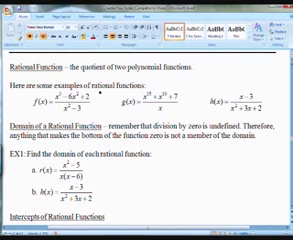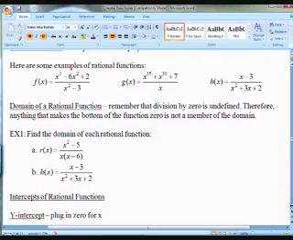G of x, what's not in the domain there? 0. And can anybody do the third one in their head and tell me what's not in that domain? Negative 1 and negative 2, actually, because you got x plus 1 and x plus 2, which is what that factors into. So therefore, that's how you find the domain.